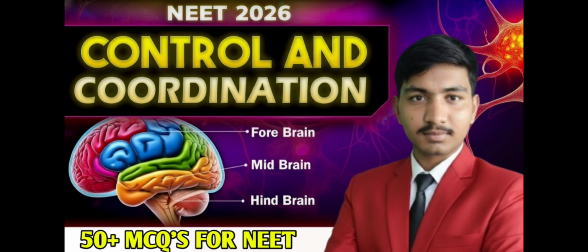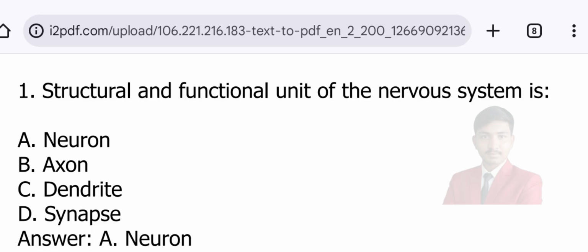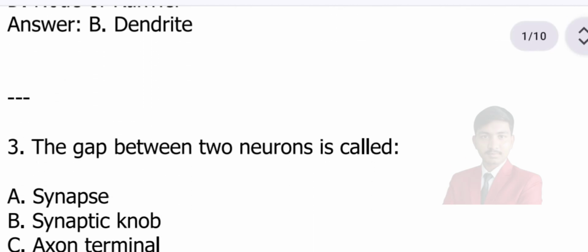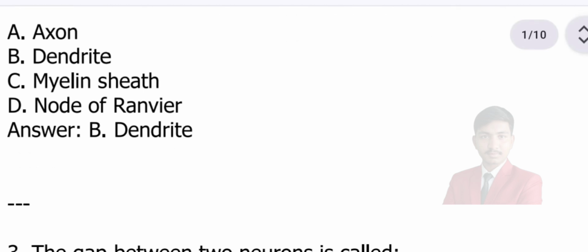Today we are starting neural control and coordination, a very important chapter from the point of view of NEET. So let's begin. The structural and functional unit of the nervous system is the neuron. Which part of the neuron receives impulses from other neurons? Dendrite receives the impulse from other neurons.